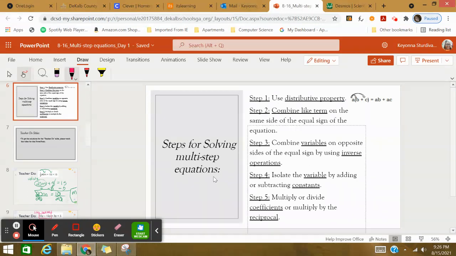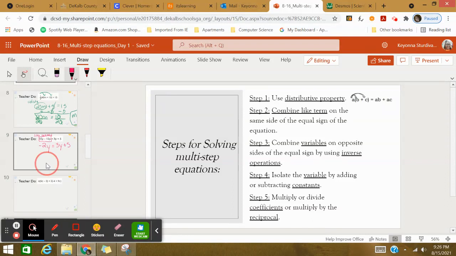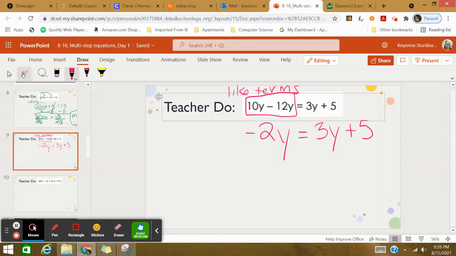Step 3 said combine variables on the opposite side of the equation by using inverse operations. So now I want to use inverse operations to get all my variables on one side. Since this negative 2y is already on the left-hand side, guys, I'm just going to move the 3y because I don't want to do 2 extra steps. So this is a positive 3y. To get rid of it, I need to do the inverse. So this will be subtraction. So I'm going to subtract 3y on both sides.